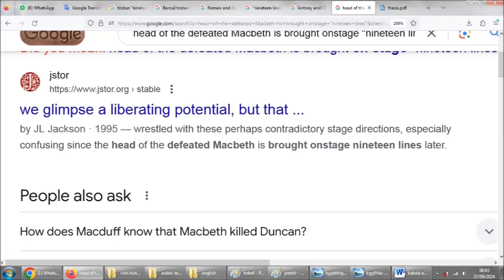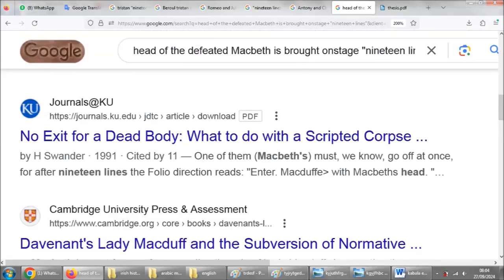Yes, and for example, there's no exact exit for the dead body. Many people have shown this. One of the Macbeths, must we go off at once, for after 19 lines the folio direction reads enter Macduff with Macbeth's head. You see? So that's what it's like when you're acting out the play. Can you see it?